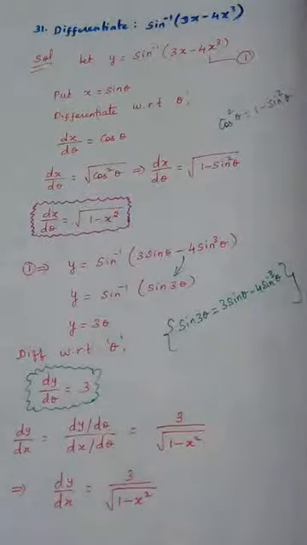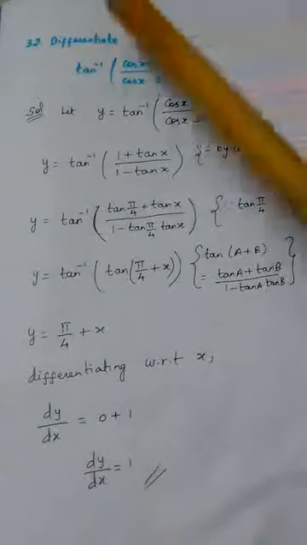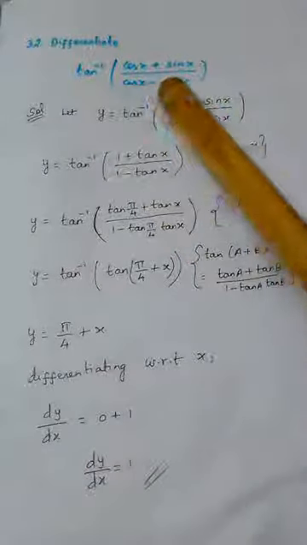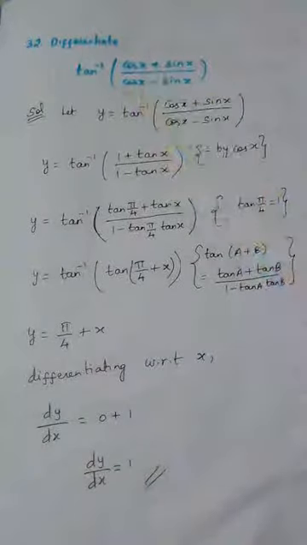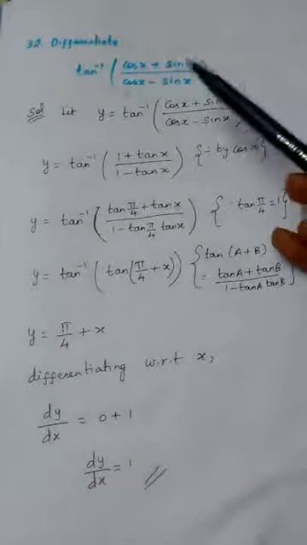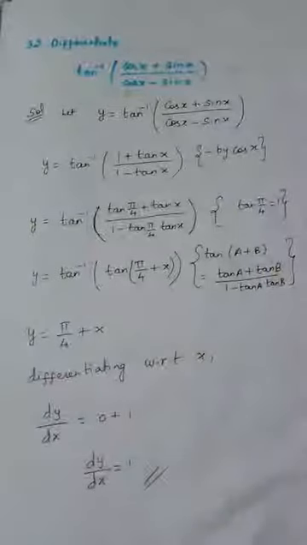Problem number 32. Differentiate tan inverse of cos x plus sin x by cos x minus sin x. And again a same type of sum as we did in 30 and 31. Tan inverse, it is given. So first of all we will give the name for this function. So y is equal to this.